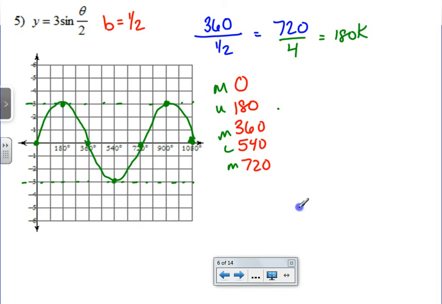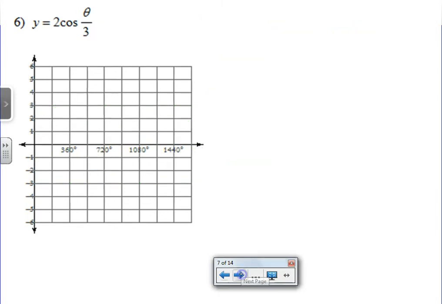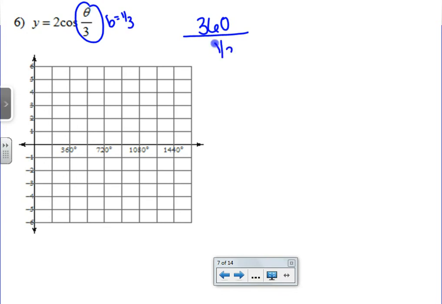Let's try getting one more together. Okay, cosine. What is the normal period for cosine if it's in degrees? It's still one full circle, which is 360. And then we're going to divide it by your b value. What is your b value? 1/3. So what is 360 divided by 1/3? Use parentheses. 1080, okay. That's your new period. It's going to take 1080 degrees.